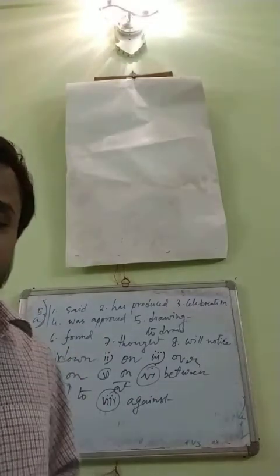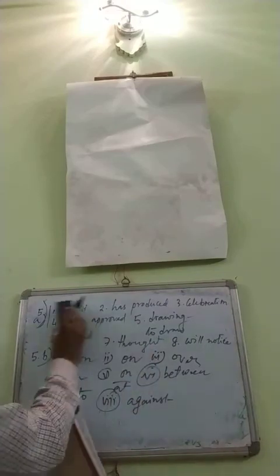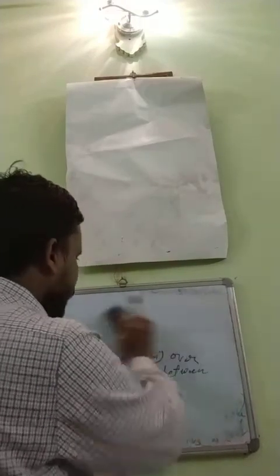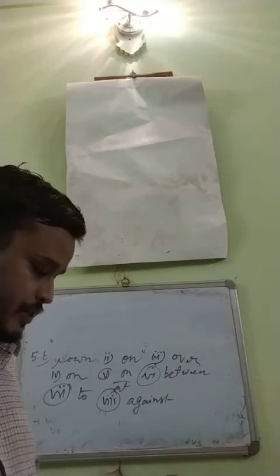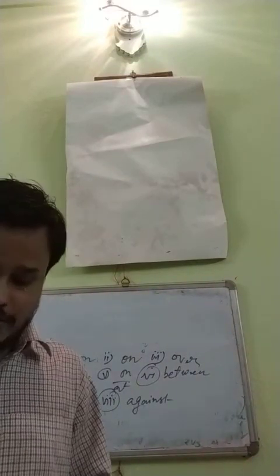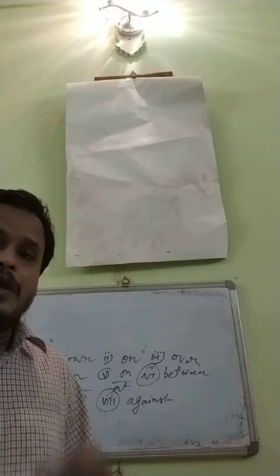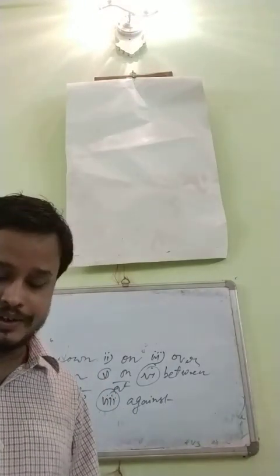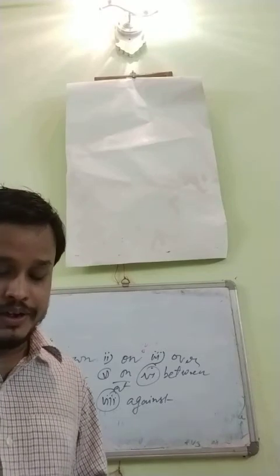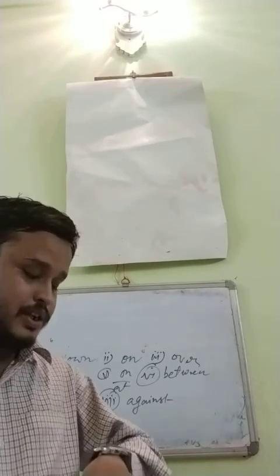Now question number C. Number C, which are given. The light was very dim. I could not read the newspaper. I could not read the newspaper as the light was very dim.